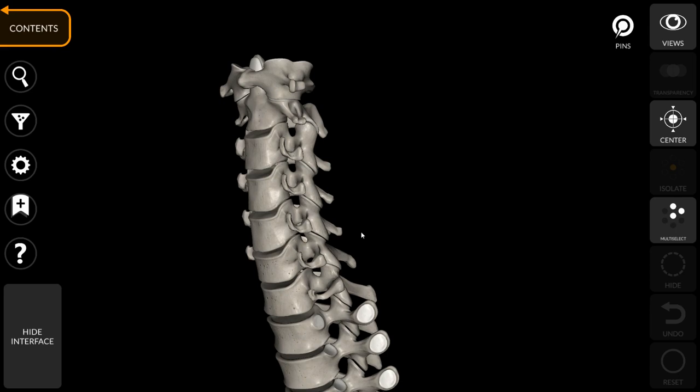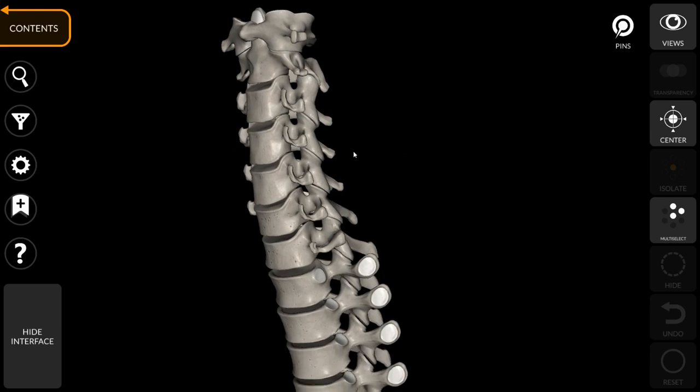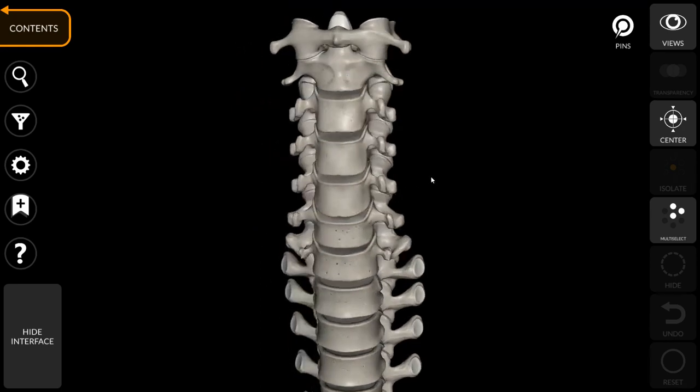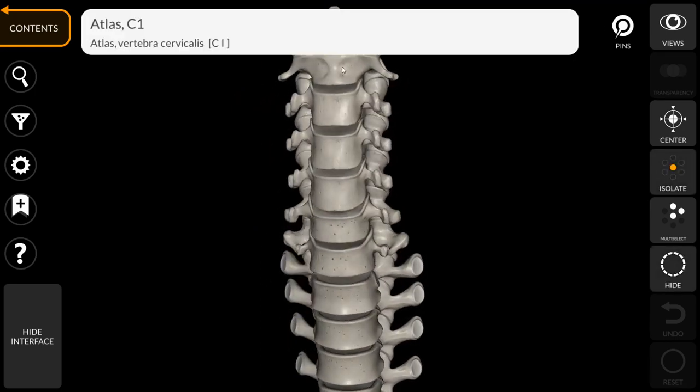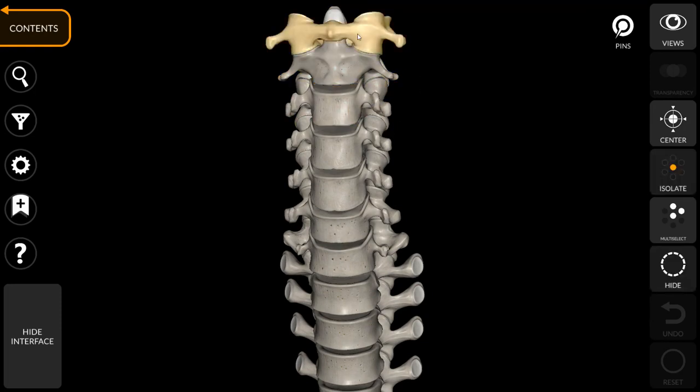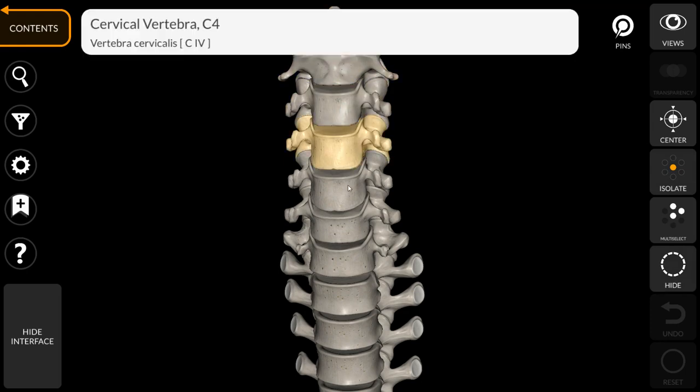Okay, so today's lecture, we talk about the cervical vertebrae. As you can see here, this is your cervical vertebrae. You have C1 until C7 vertebrae. So we have seven cervical vertebrae over here: C1, C2, C3, C4, C5, C6, and also C7.